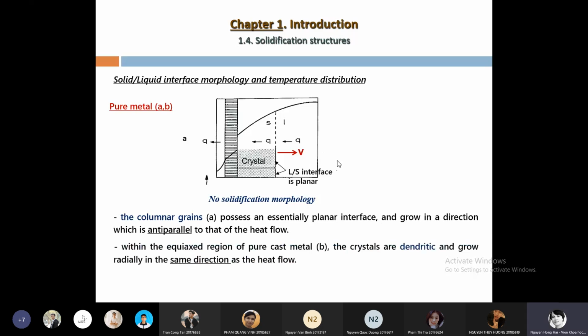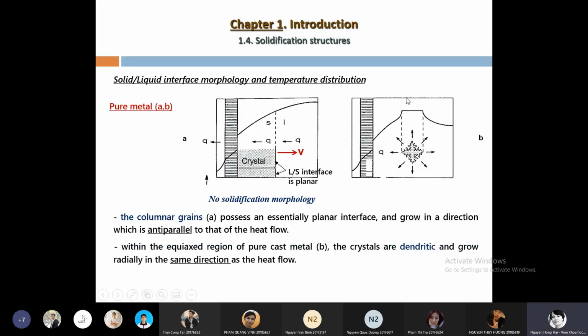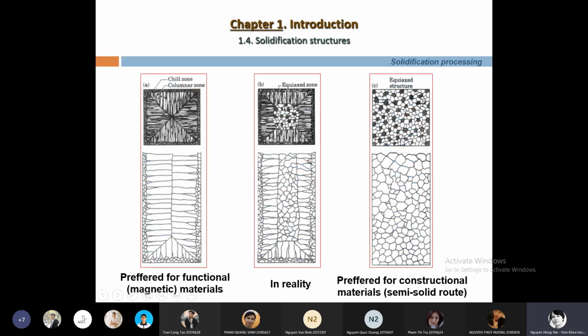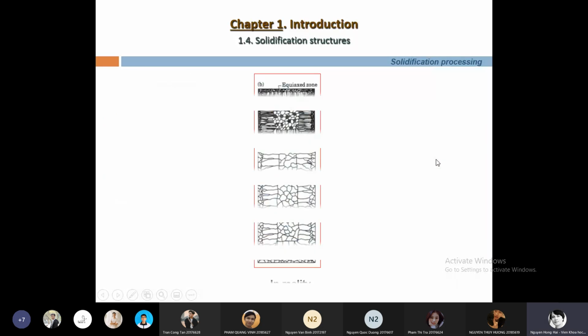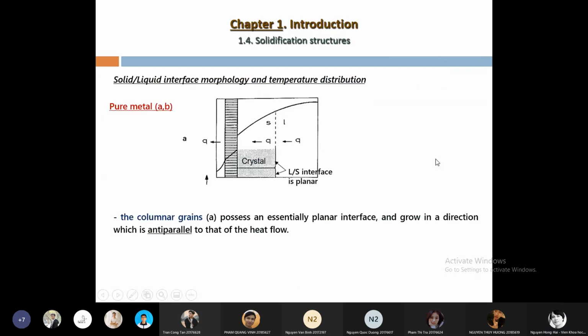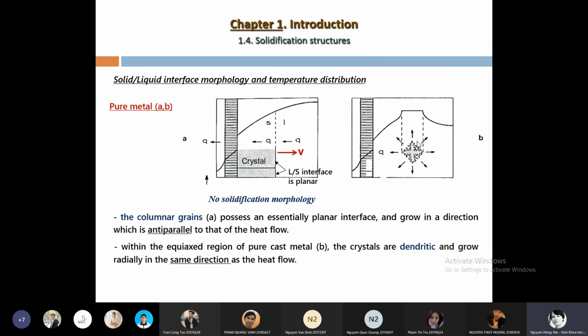In the case of the equiaxed crystal, like this, the equiaxed crystal in this case. Okay, so you have the equiaxed crystal in the pure metal.